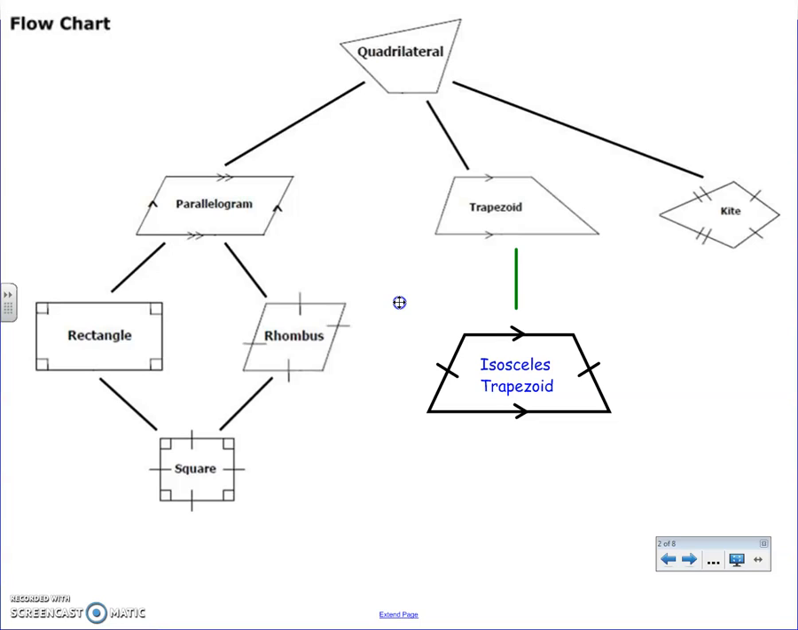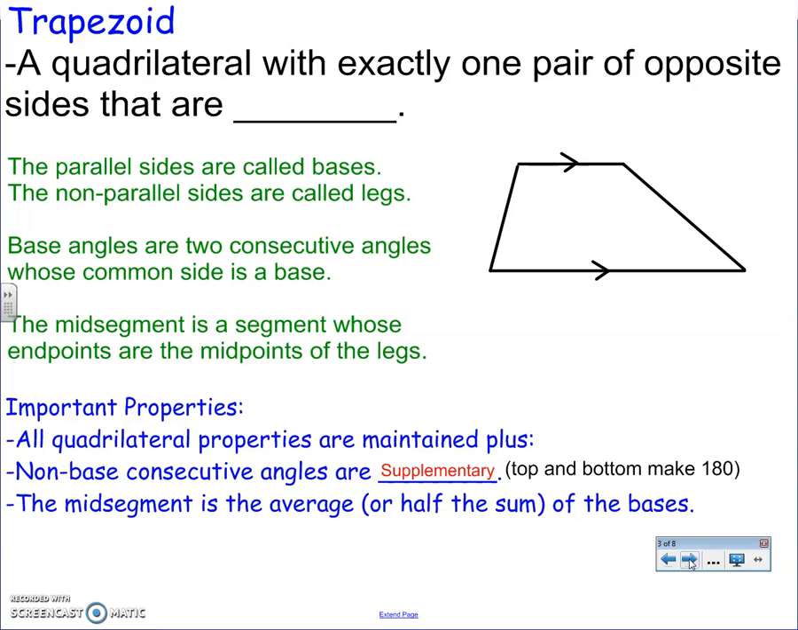Also, notice the markings on this flowchart on each shape. They do mean something. The right angles, the equal side marks, the parallel line marks. So a trapezoid is a quadrilateral with exactly one pair of opposite sides that are parallel. If both pairs of sides were parallel, that'd be a parallelogram.